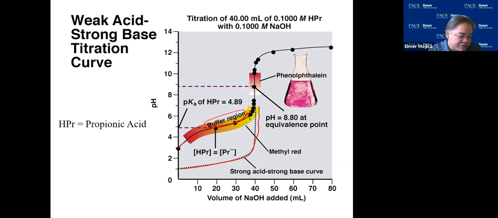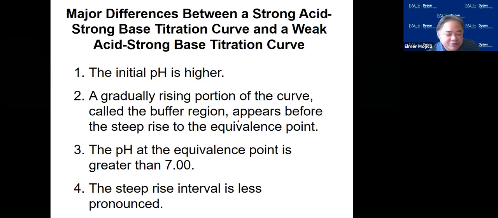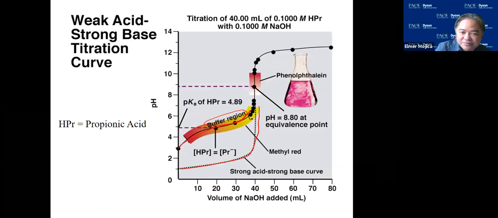So if you're going to look at the four major differences between a strong acid strong base titration curve and a weak acid strong base titration curve, one of them is the initial pH being higher in the weak acid strong base titration curve. Number two, there's a gradual rising portion of the curve. It's called the buffer region, and it appears before the steep rise to the equivalence point. And then number three, the pH at the equivalence point is greater than 7, as you could see here.